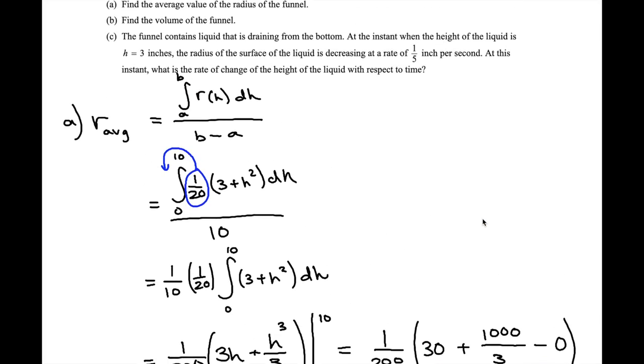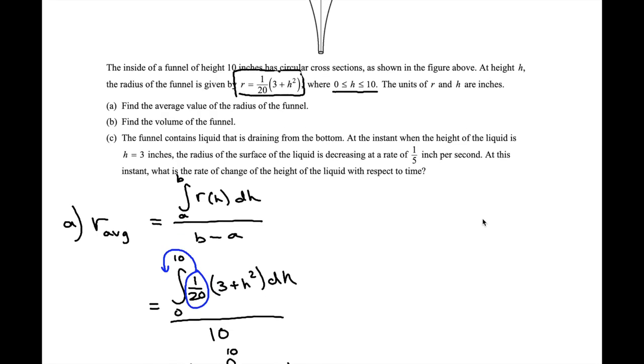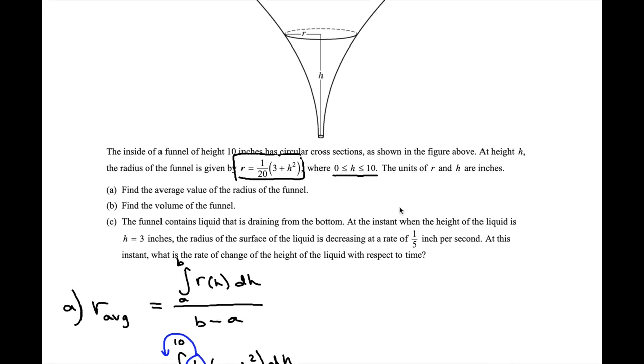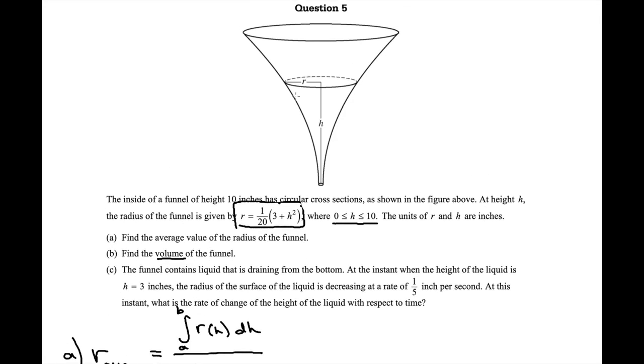Sweet. Now let's see what part B has to say. Part B is asking us to find the volume of that funnel. Looking at this shape up here, it looks a little daunting, because this funnel doesn't really conform to any of the traditional shapes we know how to find the volume for. It's not really a cone, not really a cylinder, so it looks a little bit tedious to deal with.